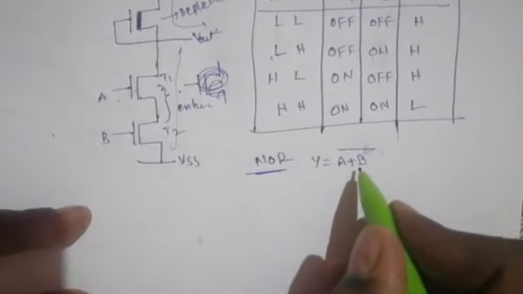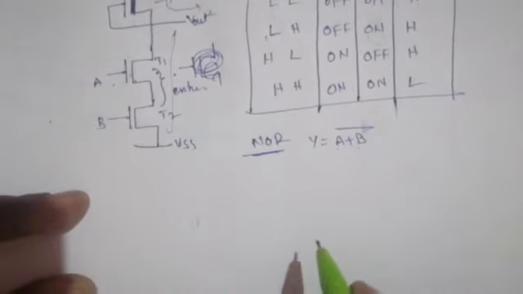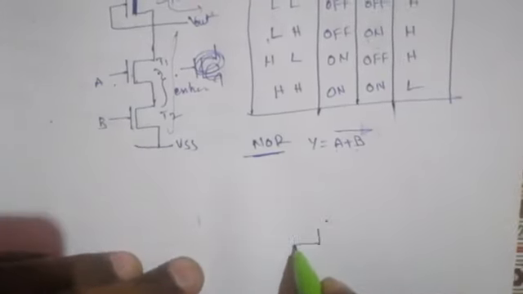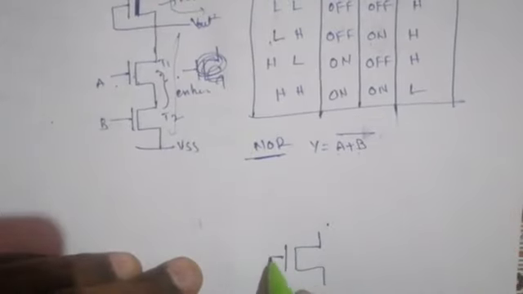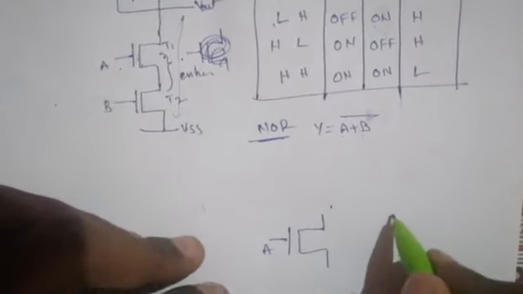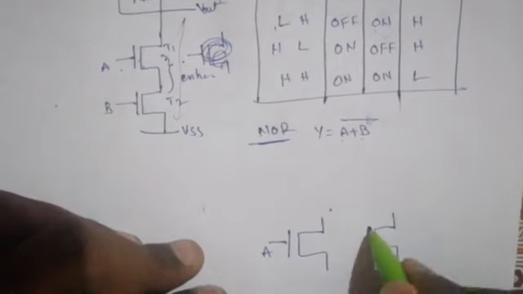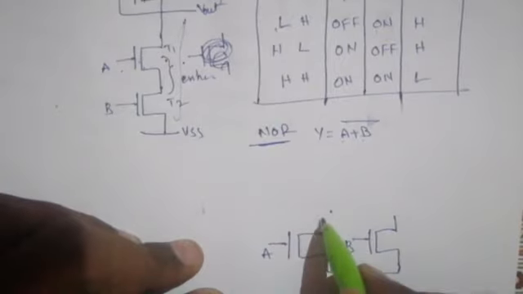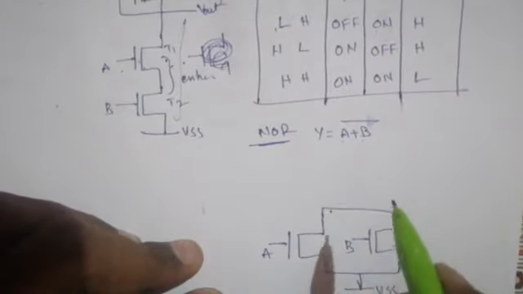So A plus B series terms will be implemented with parallel NMOS. You can consider here a parallel circuit. This is A and this one is B. These two are shorted here. This is connected to the VSS. So these two are shorted.